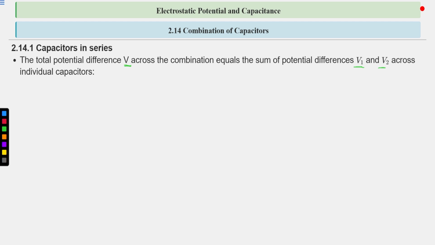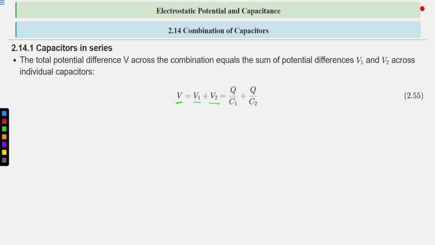Charge remains the same in series, but potential difference will get distributed across each capacitor according to their capacitance. So the potential differences are V1 and V2 across the individual capacitors, so V equals V1 plus V2. The net potential difference across the combination is V1, the potential difference across the first capacitor, plus V2, the potential difference across the second capacitor. We know that C is equal to Q by V, so V is Q by C.